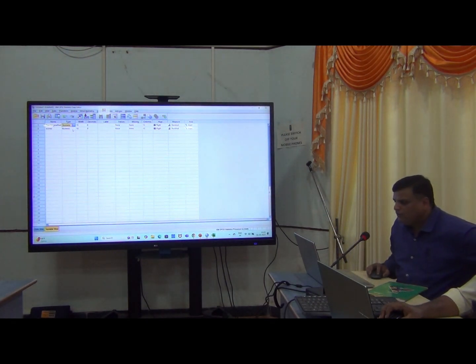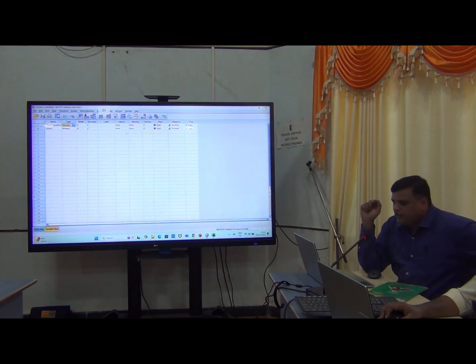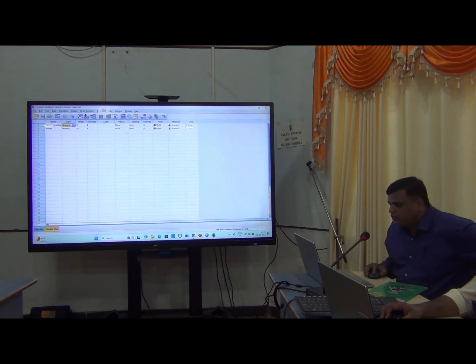So we have to tell the SPSS that 1 means what, 2 means what. 1 is traditional. That we have to tell the SPSS. Okay, so you have to go to this Value.